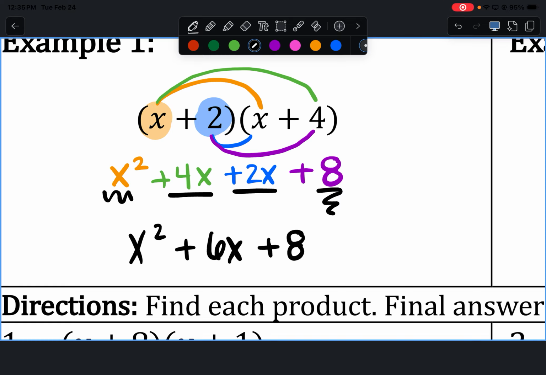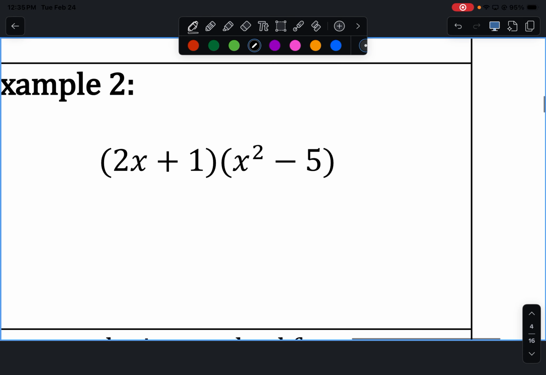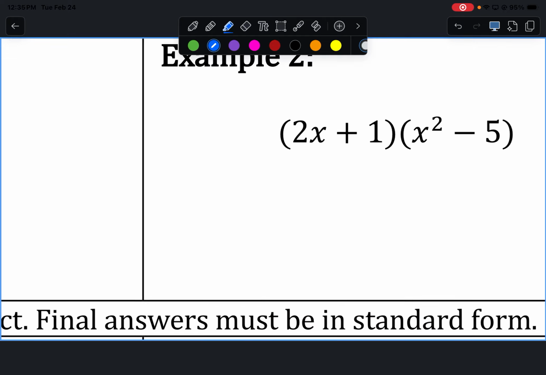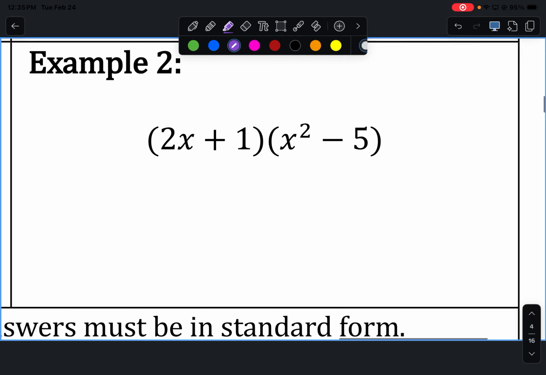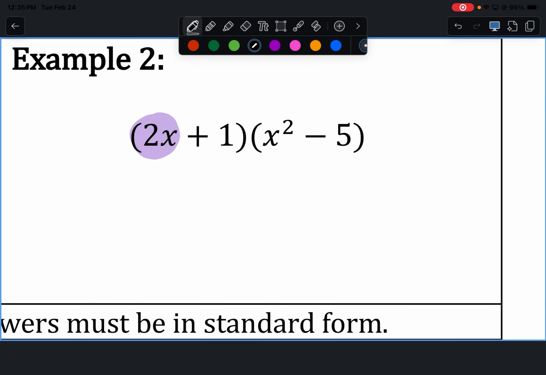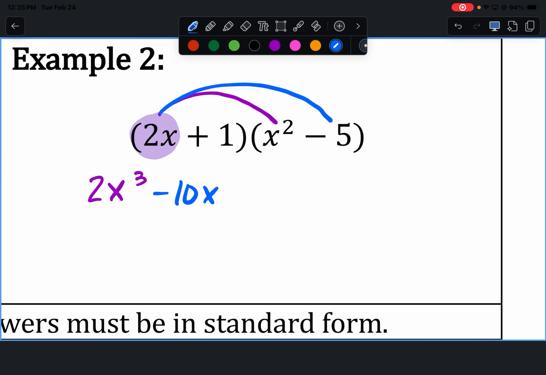Example 2. Okay, we're going to start with our first term, and we are going to look at 2x. What do I need to distribute that 2x to first? X to the second. What is 2x times x to the second? 2x to the third, or 2x to the third power, 2x cubed, however you want to say it. Okay, what do I distribute it to next? 2x times negative 5 is?